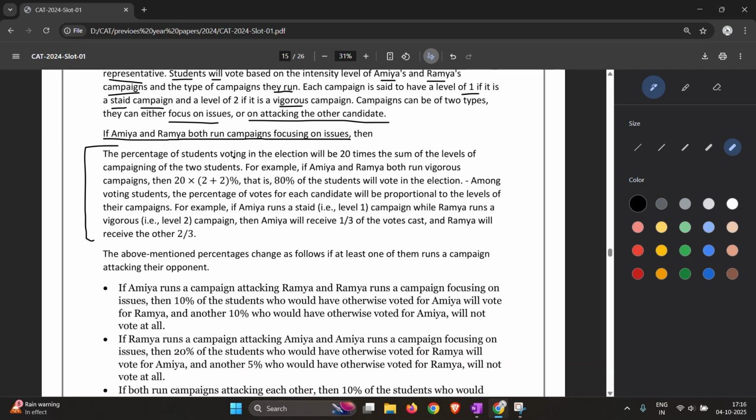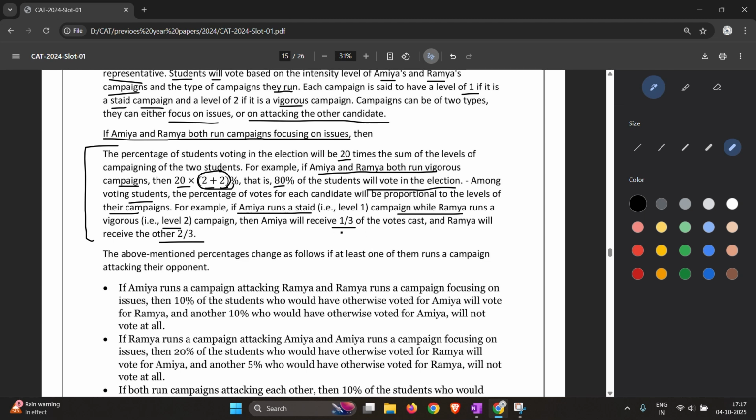The percentage of students voting in the election will be 20 times the sum of the levels of campaigns of the two students. So, for example, if Amya and Ramya both run vigorous campaigns, then it would be 20 times (2 plus 2), so 80% of students will in total vote in the election. And among the voting students, the percentage of votes each candidate will get will be proportional to the level of their campaign. So if Amya had level 1 and Ramya had level 2, Amya will only get one third of the votes and Ramya will get two thirds. In this case, both would get half and half.